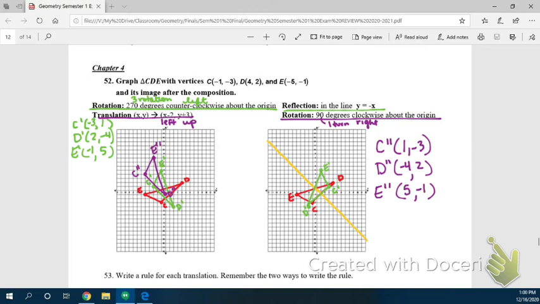Once you have those, go ahead and plot them by turning your paper right side up. So when I go to plot my C, I will have 1, -3. And my D is -4, 2. And my E is 5, -1.